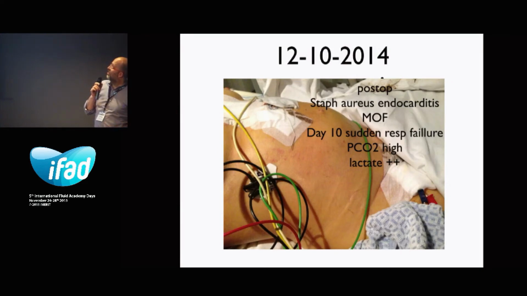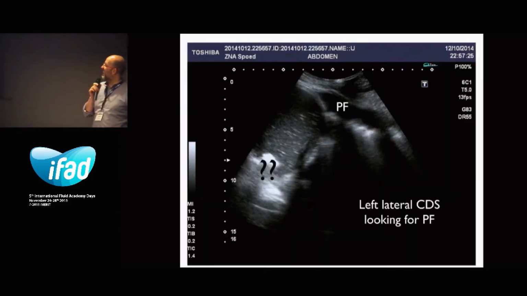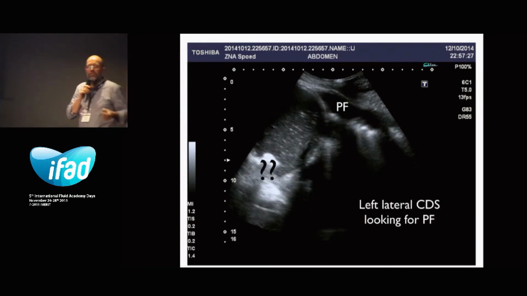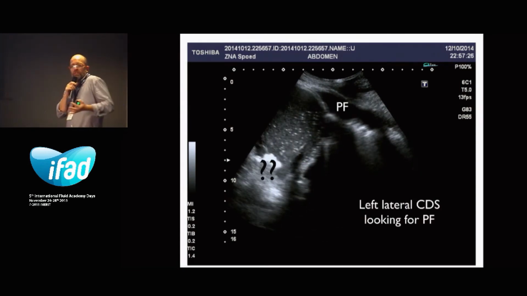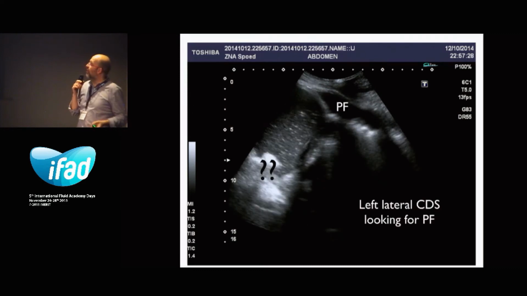One other patient, post-operative Staph aureus endocarditis with multi-organ failure. On day 10, sudden respiratory failure. It was very difficult to ventilate, sudden high CO2 and very high lactate, and you don't know what's going on. So you take the ultrasound machine and you start scanning.